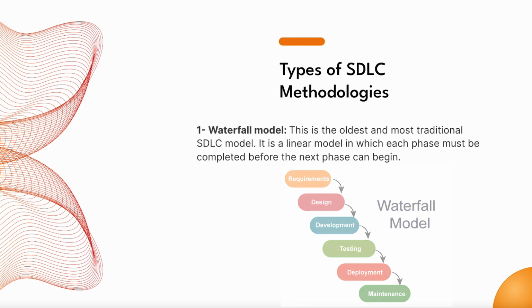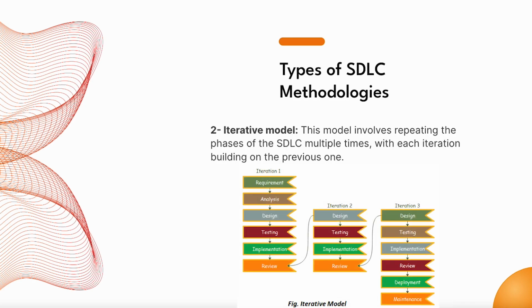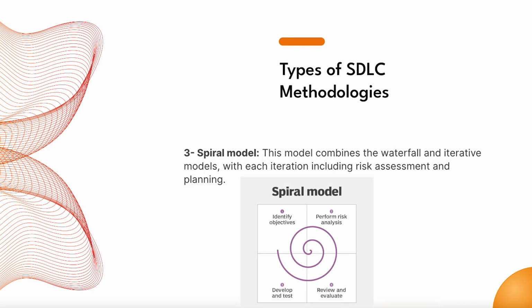Then the second one is the iterative model. This model involves repeating the phases of the software development lifecycle multiple times, with each iteration building on the previous one, right? That's kind of how this model looks. Then you have the spiral model. This model combines the waterfall and iterative models, with each iteration including risk assessment and planning.